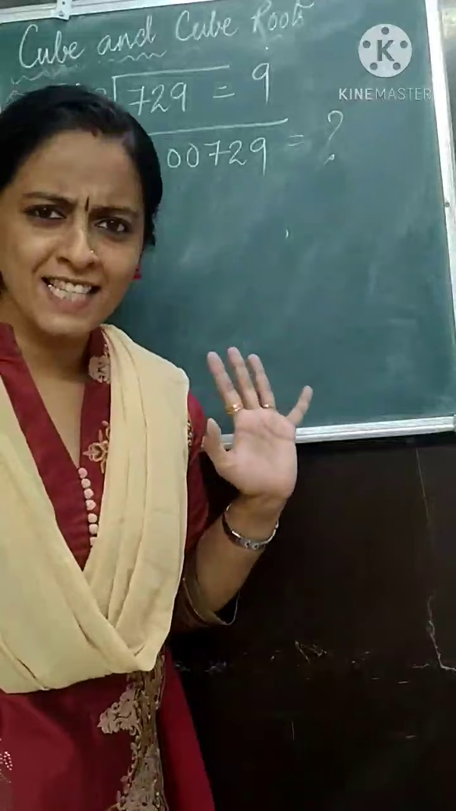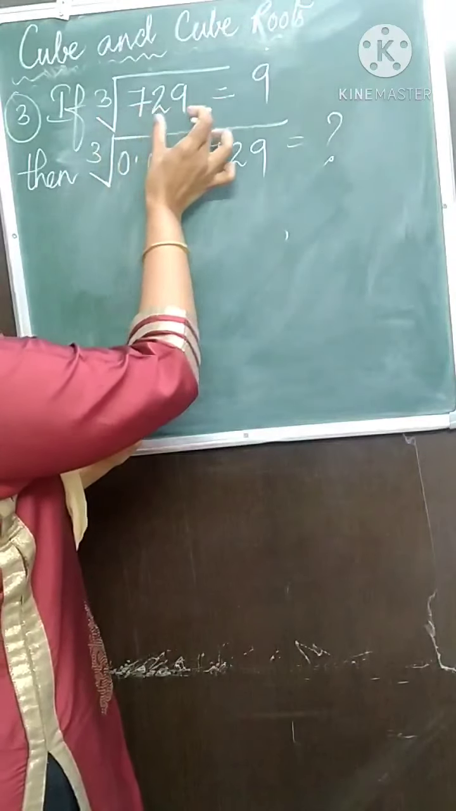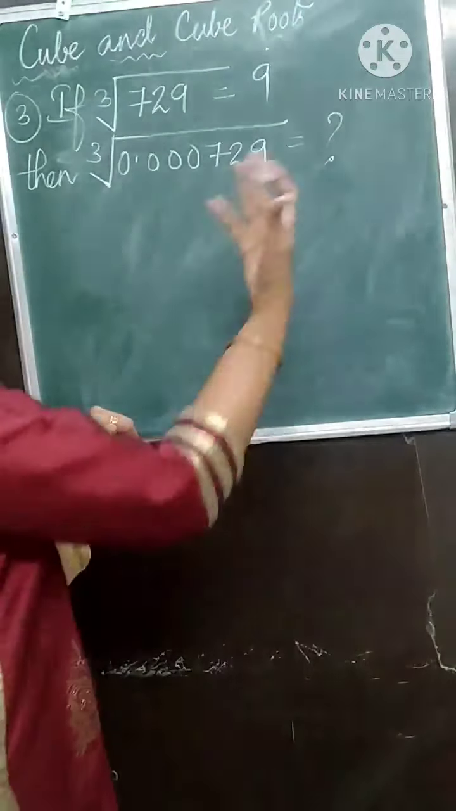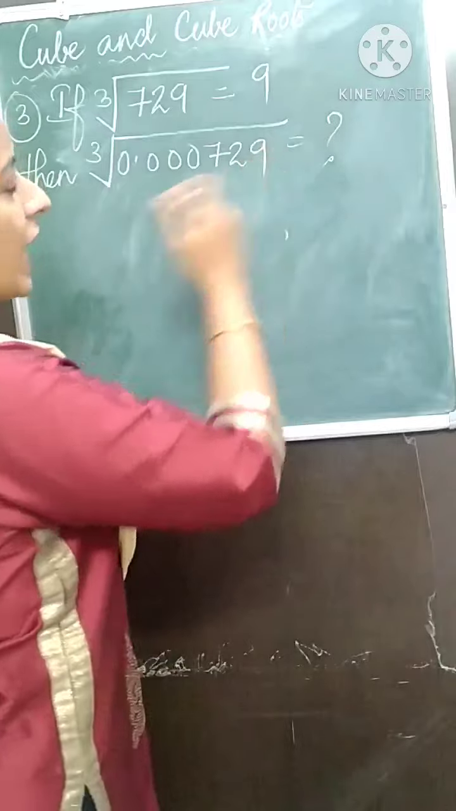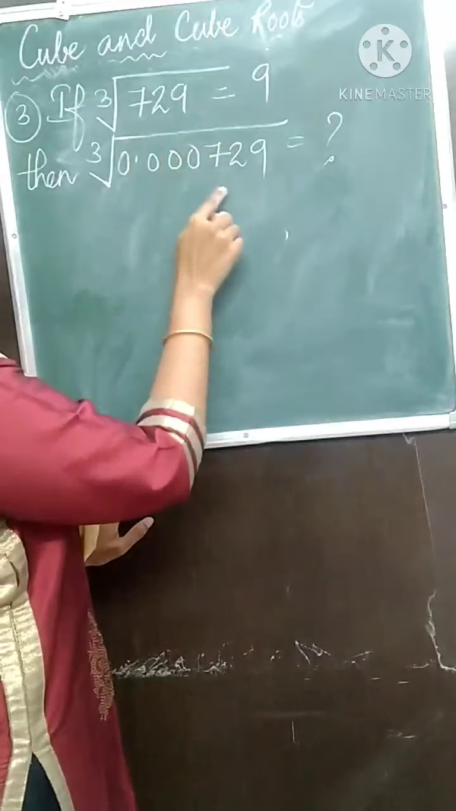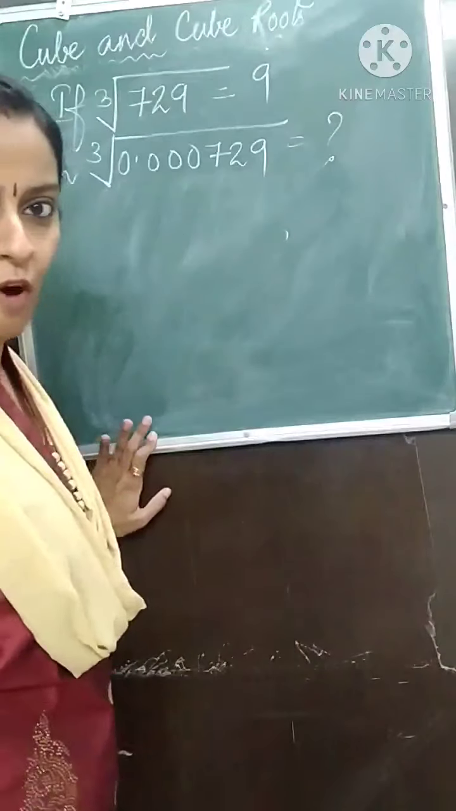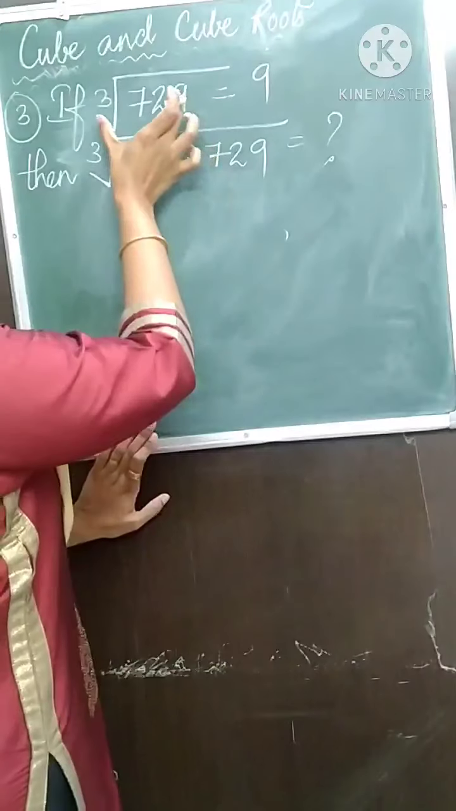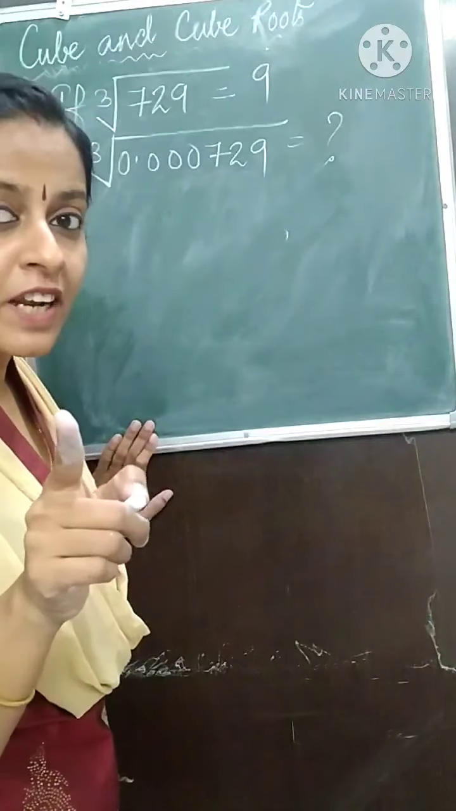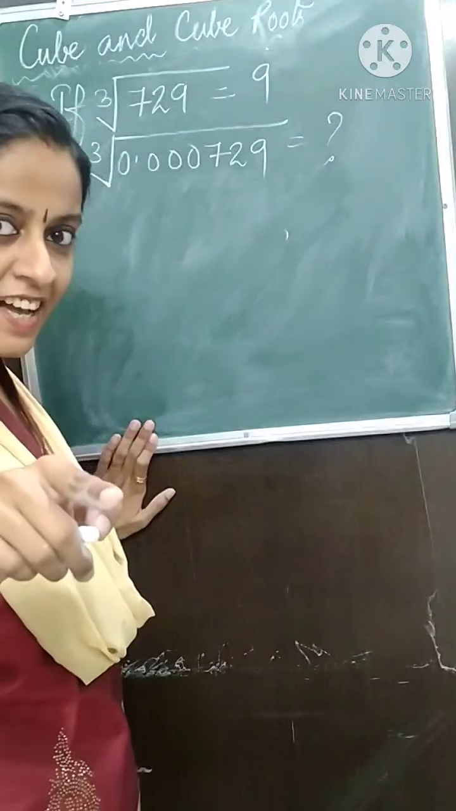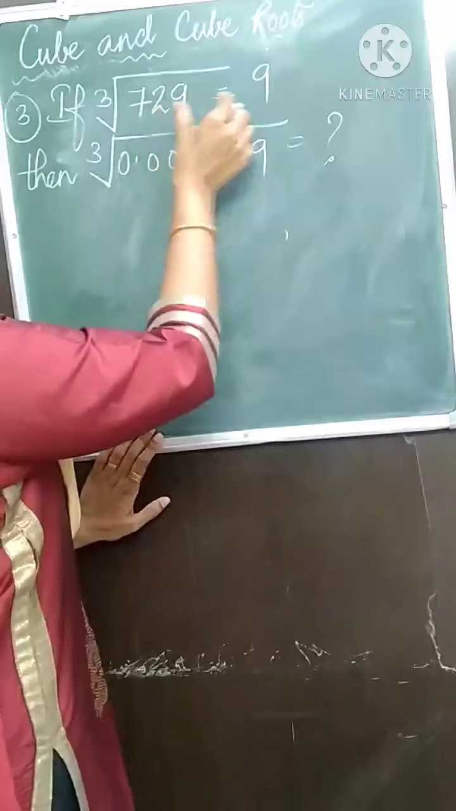This is the easiest sum. Answer is already given. Read. If the cube root of 729 is 9, then what is the cube root of 0.000729? Only this is given in decimal form. So we know that the cube root of 729 is 9. Cube root of 512 is 8. Now you should be thorough with these numbers. So the cube root of 729 is 9.